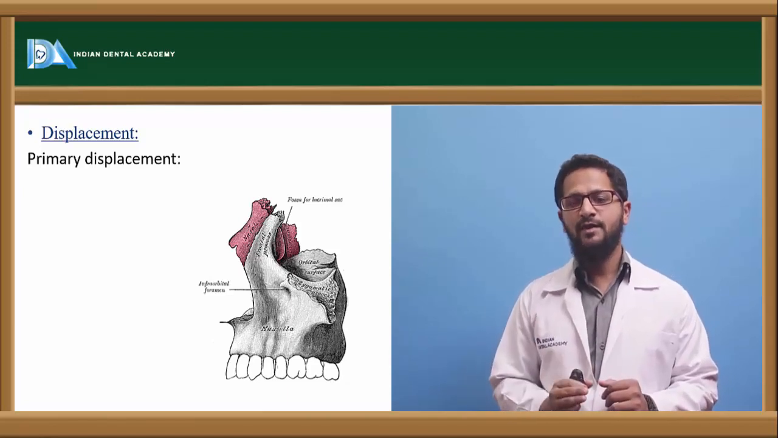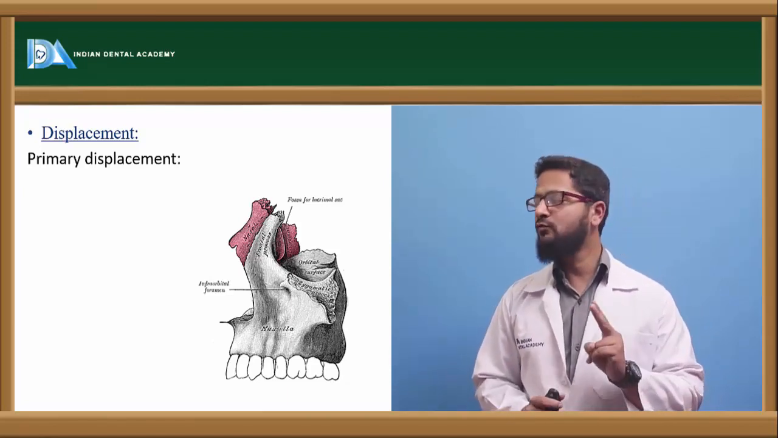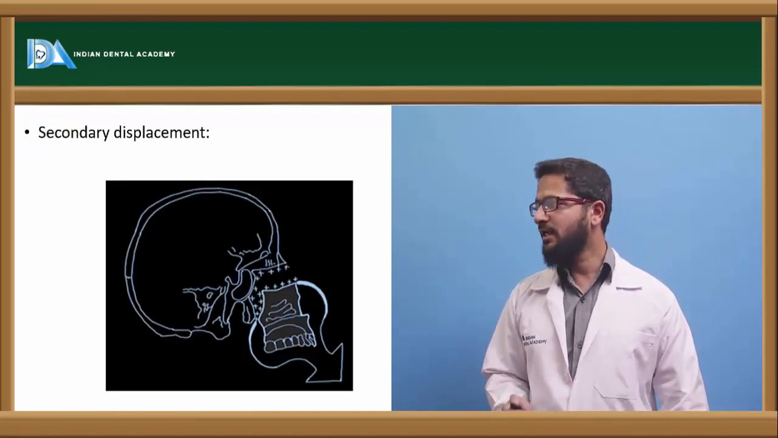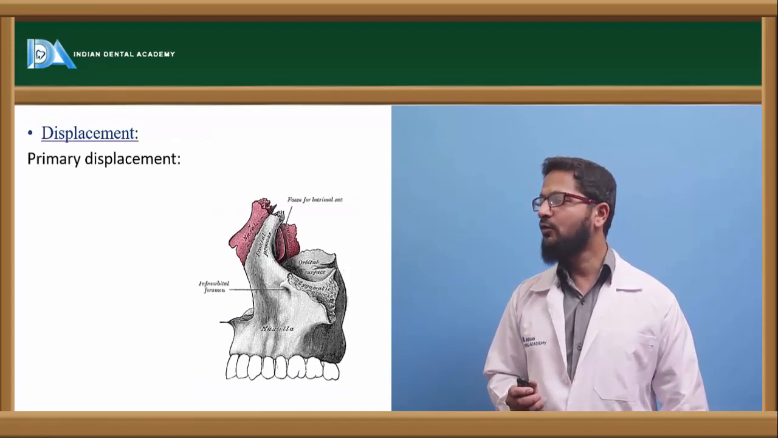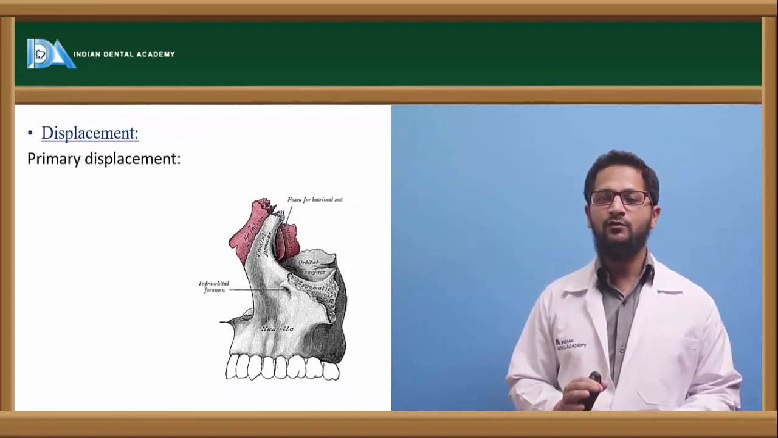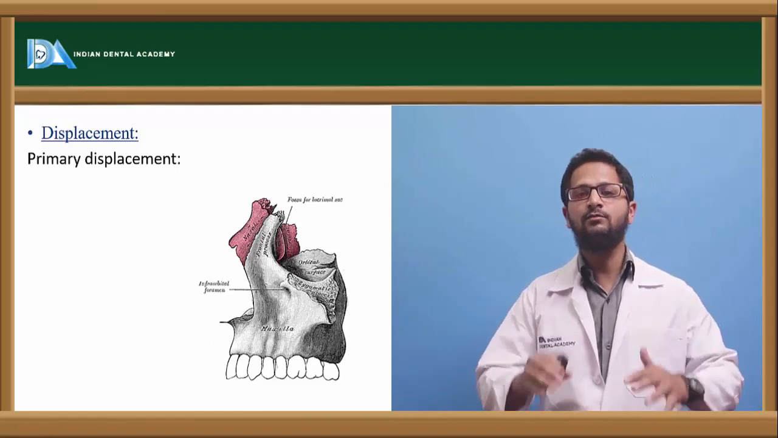Now, this displacement of the maxilla takes place by two most common mechanisms. It can be either primary displacement or it can be secondary displacement. First, coming to what is primary displacement. Primary displacement is nothing but displacement of the maxilla because of the growth within the bone itself.